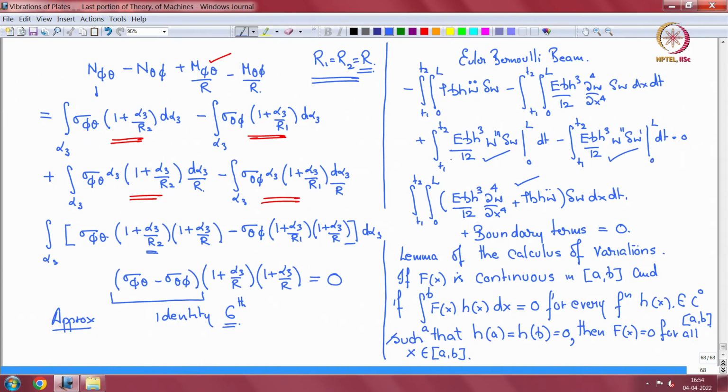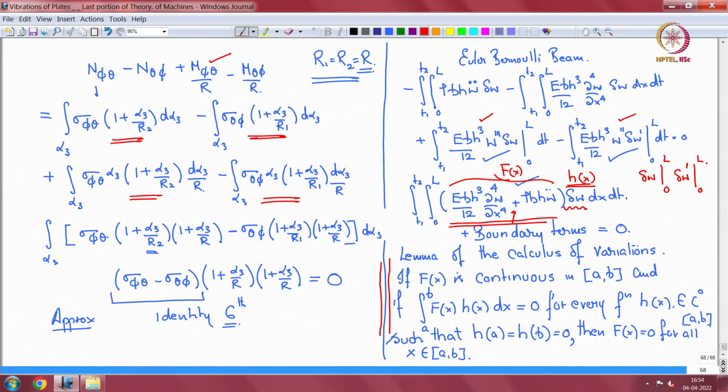So this takes the role of f of x, this takes the role of h of x. The way to show that independently this term is 0 is, first of all, you take variations delta w which are 0 at the boundary points and slope derivative which is 0 at the boundary points. When you do that, this term is 0 and that term is 0, and you are left with this term, and then you apply this lemma. There are proofs of this lemma in various books, you can look it up.